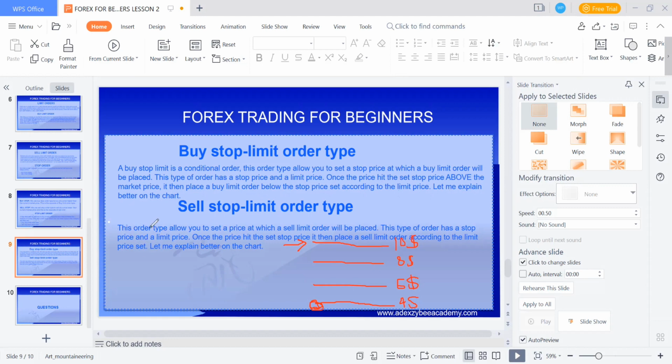Then this is the other end of it. When you say sell stop limit, this order type allows you to set a price at which a sell limit order will be placed. So you can set a price lower than the current price. When price hits there, then the limit order will be set. Do you understand that now? Now let's go to MetaTrader.